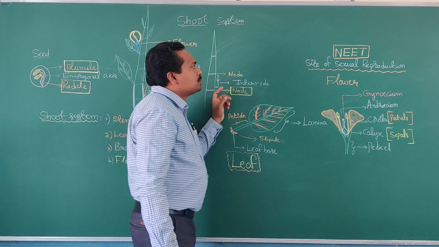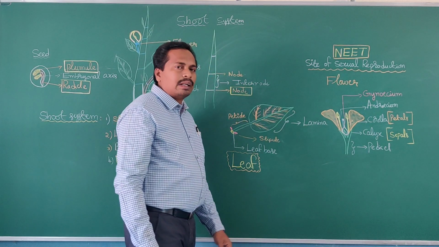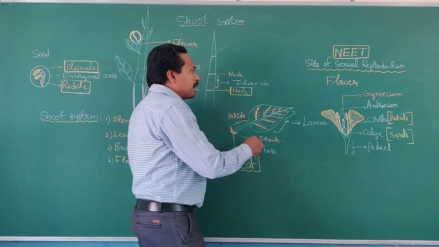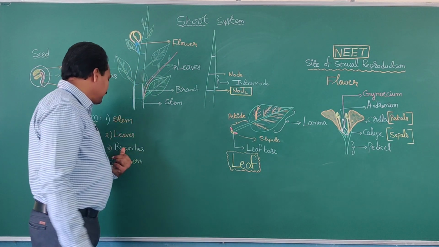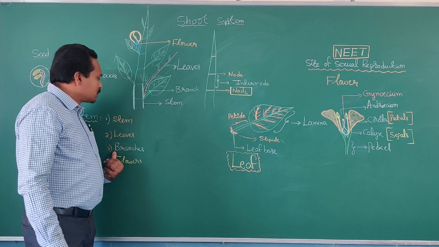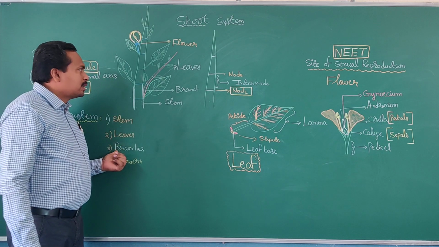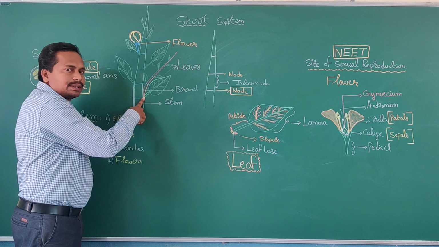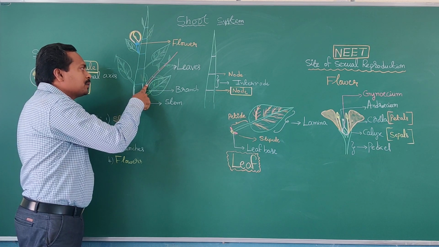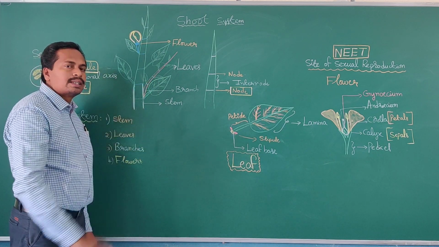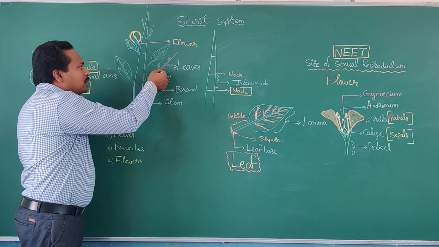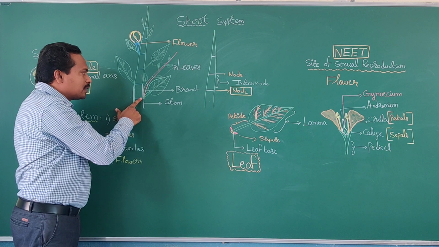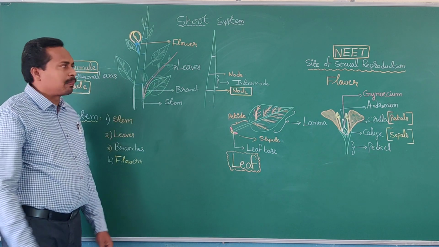Okay, and next, what is the function of the leaf? The leaves are mainly involved in the process of photosynthesis. Next, what is the third part of the shoot system? The branches. Where are the branches developed? The branches are developed from the axil of the leaves. The branches are also differentiated into nodes and internodes like the stem. At the nodes region the leaves are arranged, so the leaves are present at the nodes region of the stem and also of the branches.